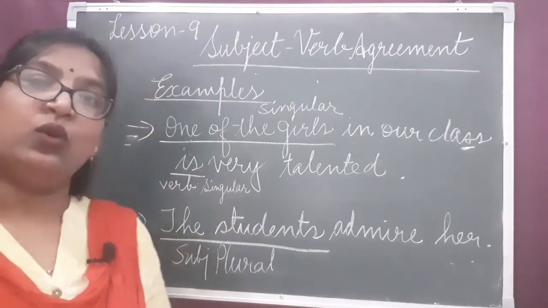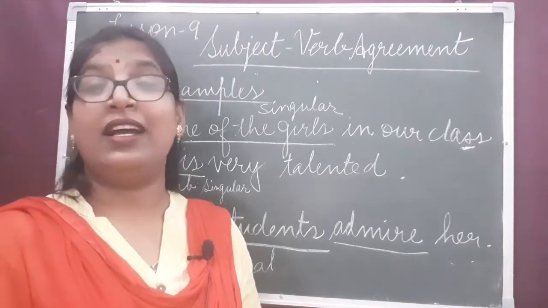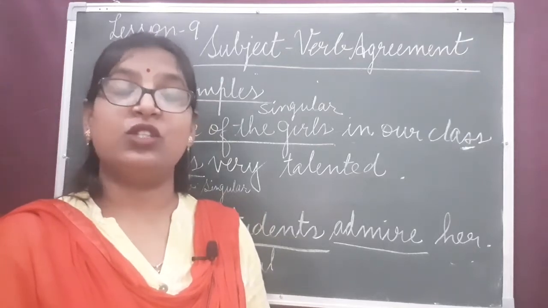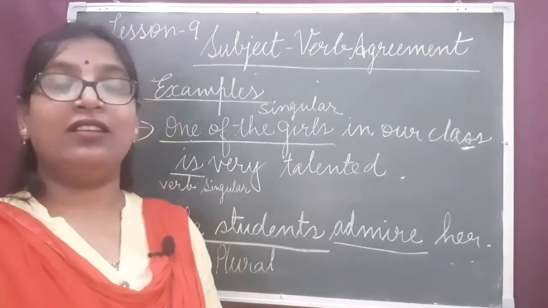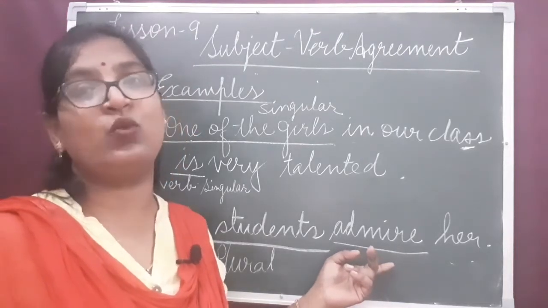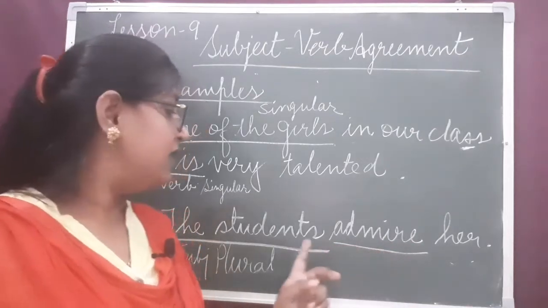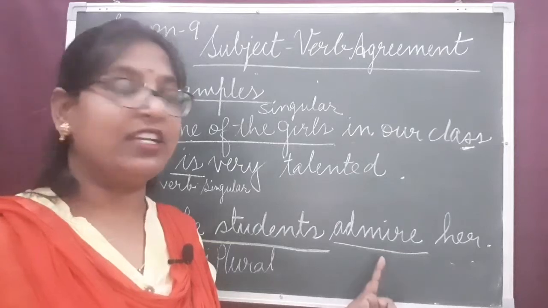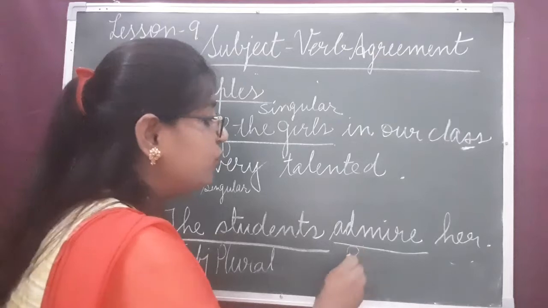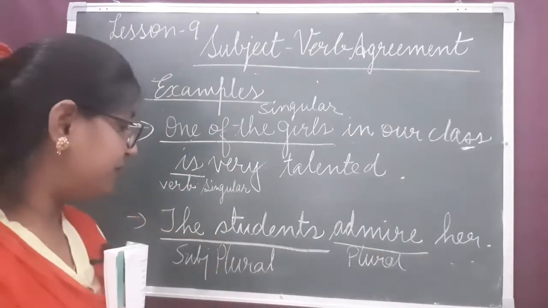Now, what is the verb? Admire is a verb. And dear children, in present tense, the verbs of action, when in plural form, do not carry s with them. We use base form of the verb. Base form of the verb stands with plural subject. That means this verb is also plural in number.